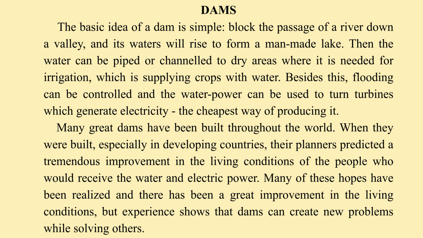Dams. The basic idea of a dam is simple. Block the passage of a river down a valley, and its waters will rise to form a man-made lake. Then the water can be piped or channeled to dry areas where it is needed for irrigation, which is supplying crops with water. Besides this, flood can be controlled, and the water power can be used to turn turbines which generate electricity. The cheapest way of producing it.